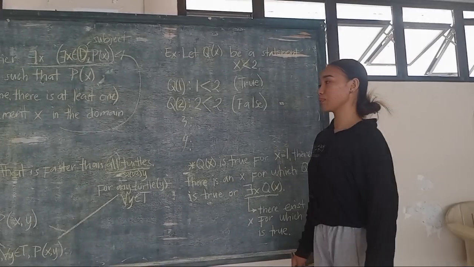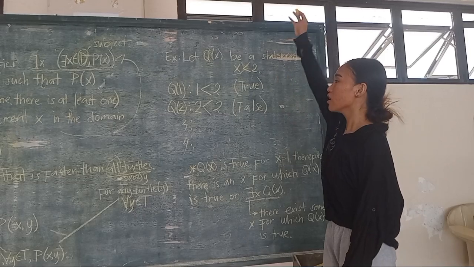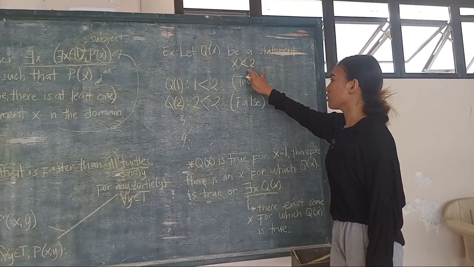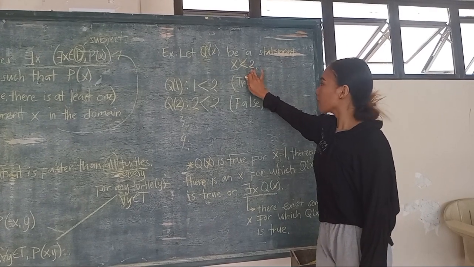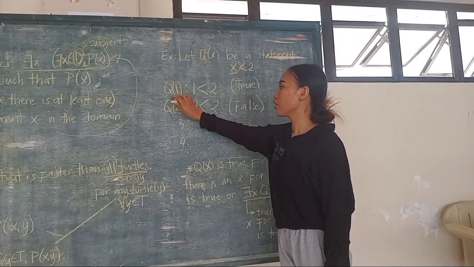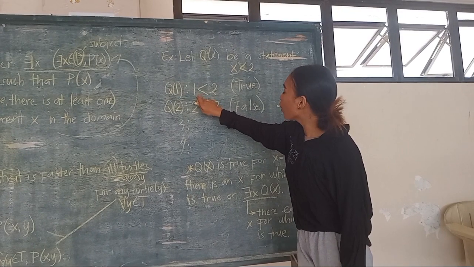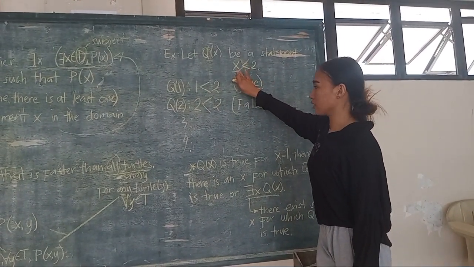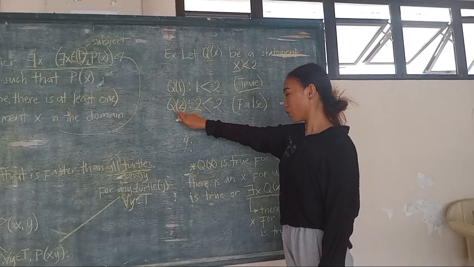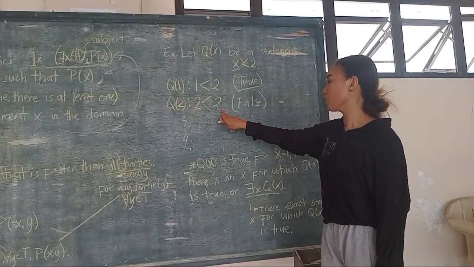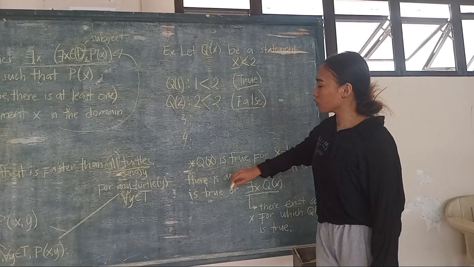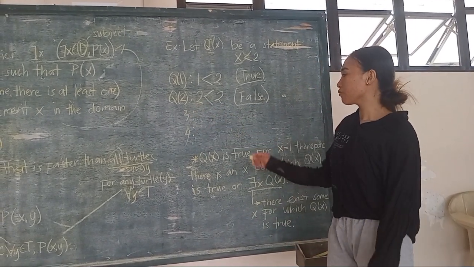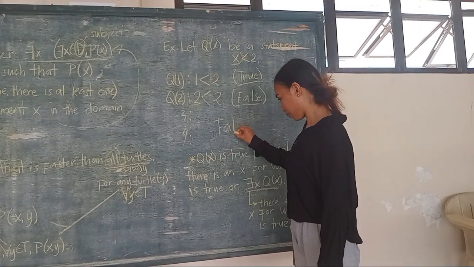Let's have some examples of the existential quantifier applied to a statement. Let Q(x) be the statement x is less than 2. Let's substitute x with 1. Q(1) is 1 is less than 2. This statement is true. Let's substitute x with 2. Q(2) is 2 is less than 2. This statement is false. And continuing with Q(3), Q(4), Q(5), and so on, all of them will be false.